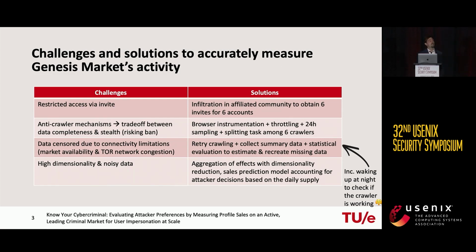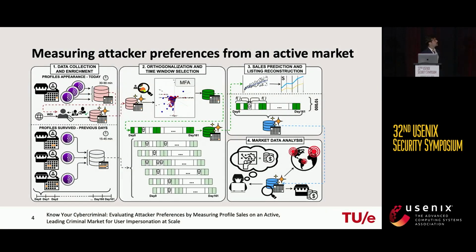Another challenge was to deal with the high dimensionality of the data and the noise in the data. So we aggregated the effects by using dimensionality reduction techniques, and we built a sale prediction model that accounts also for the random effect introduced from the availability of the supply for each day. So this is an overview of what we did. Don't be afraid, let's break it down.